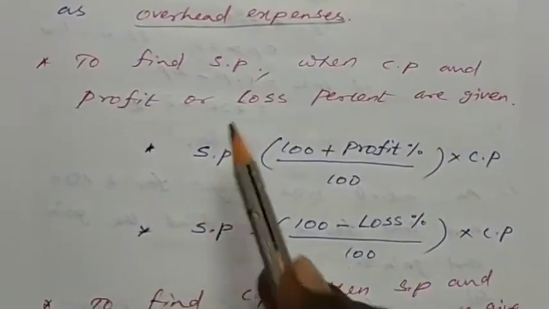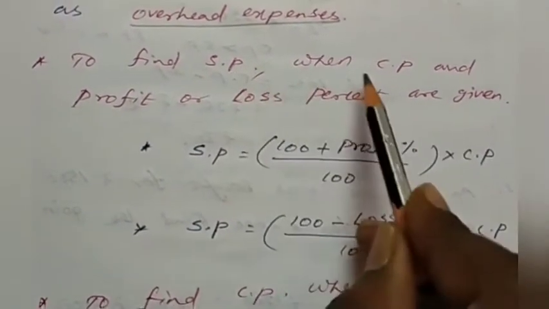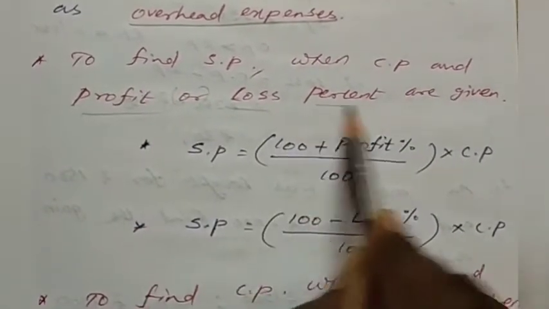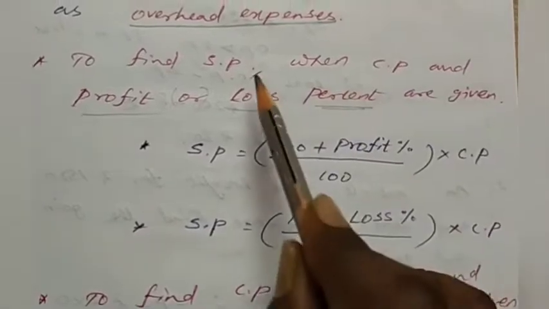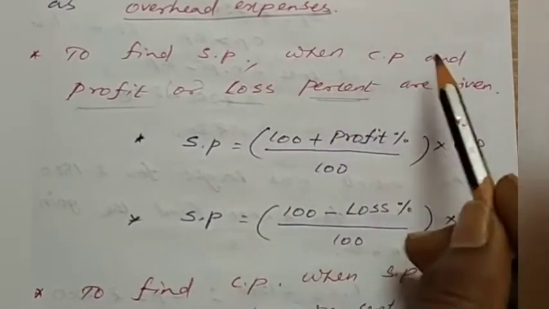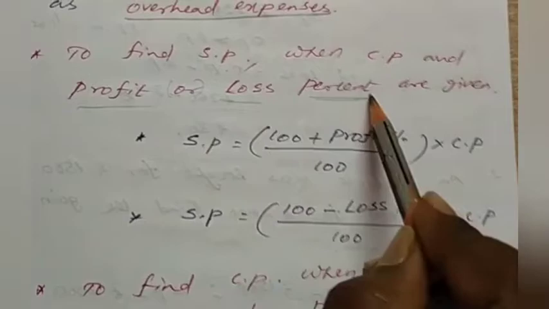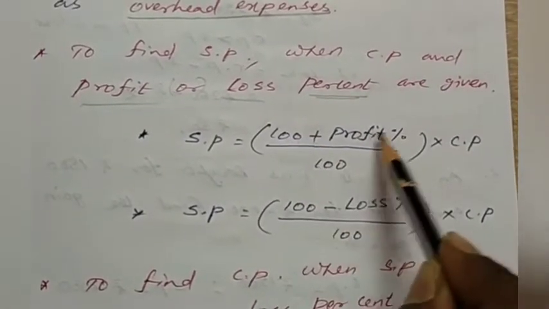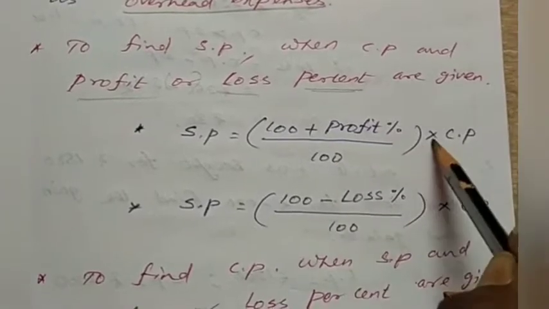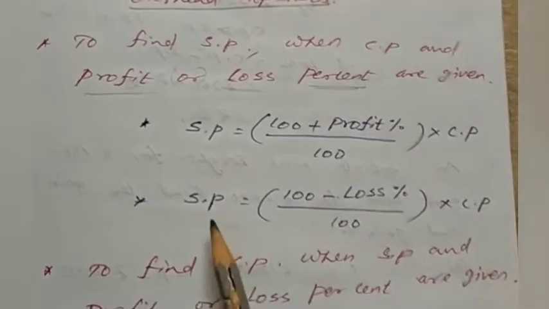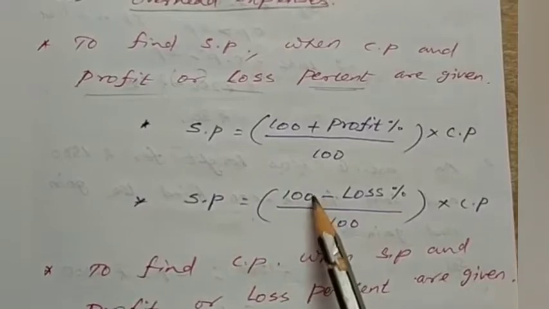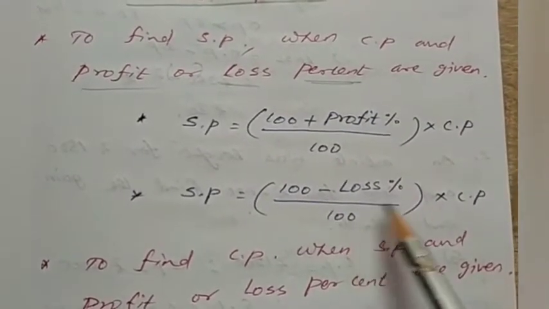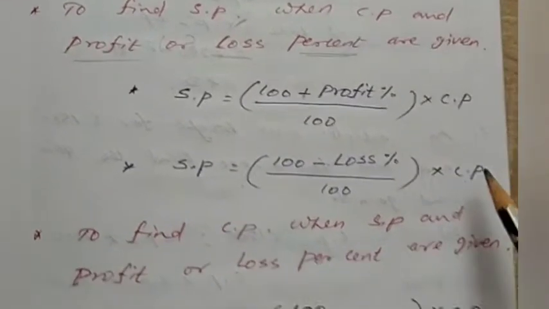To find the selling price when cost price and profit or loss percent are given: selling price is equal to 100 plus profit percentage divided by 100 into cost price. Selling price is equal to 100 minus loss percentage divided by 100 into cost price.